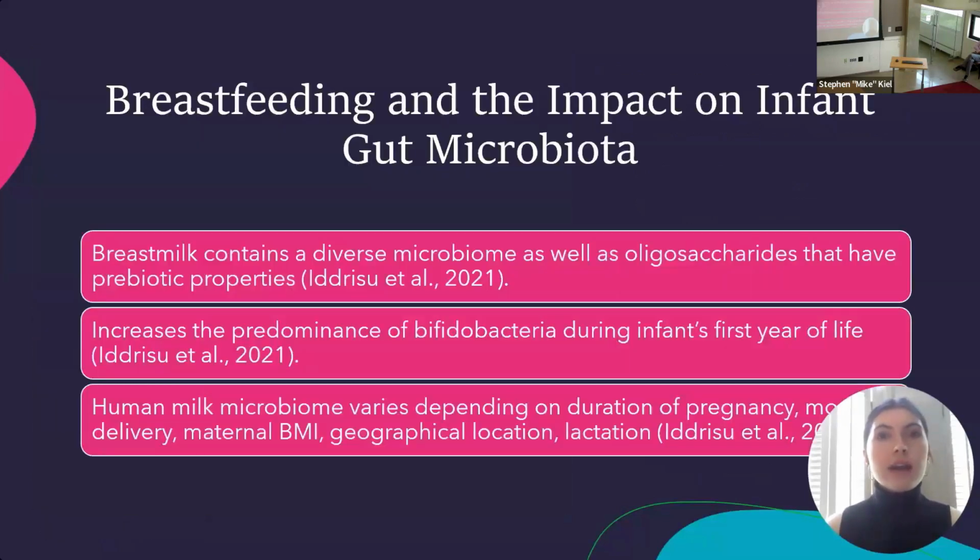Breastfeeding has a significant impact on the gut microbiota of an infant. Breast milk contains a diverse microbiome as well as oligosaccharides, which are simple sugars that have prebiotic properties. The major impact that breastfeeding has on an infant's gut microbiota comes from breastfeeding increasing the predominance of bifidobacteria in the infant's first year. Moreover, the composition of the human breast milk microbiome varies depending on the duration of the pregnancy, mode of delivery, maternal BMI, geographical location, and lactation.